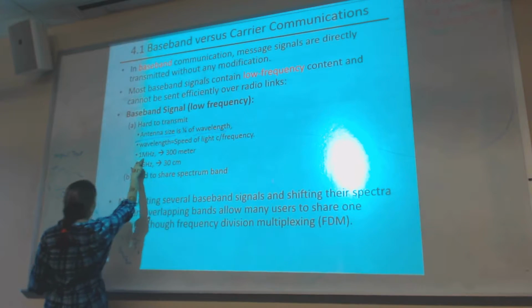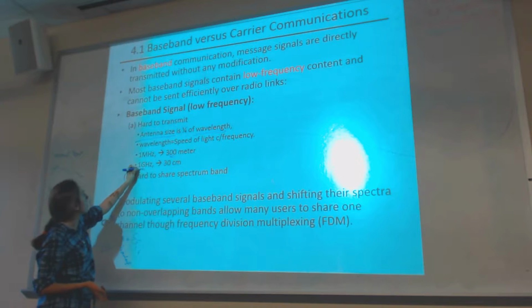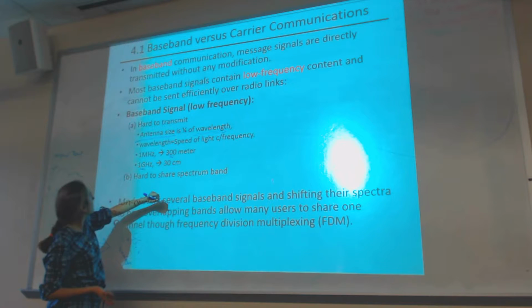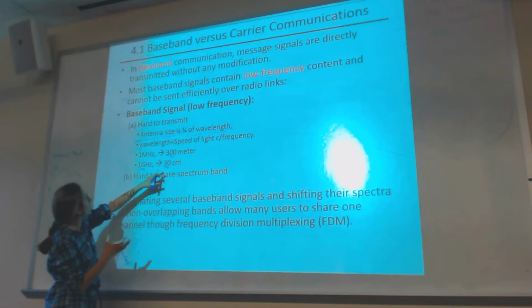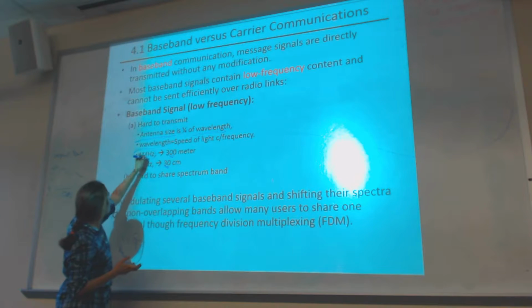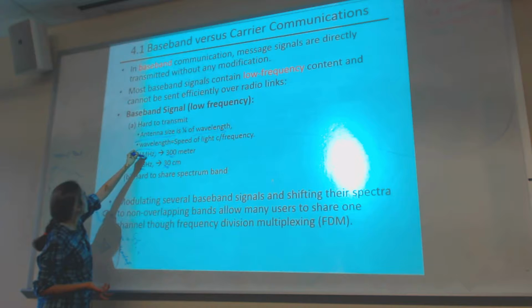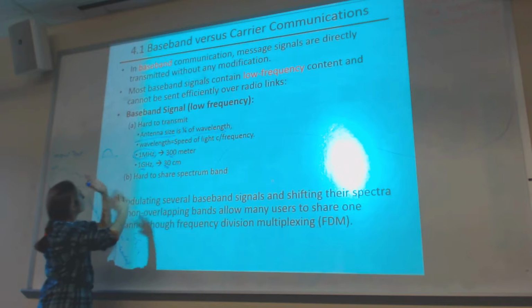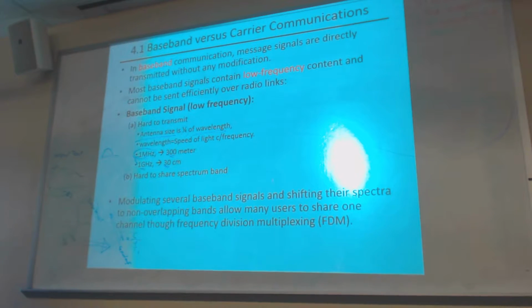And look at these numbers: 1 megahertz, 300 meter antenna; 1 gigahertz, 30 centimeter. So the higher the frequency, the smaller the antenna. But 1 megahertz is a 300 meter antenna, which is not practical. Therefore, I cannot send the 1 megahertz signal in its original baseband. I have to move it to higher frequency so that the antenna becomes smaller and smaller. So this is one problem. Therefore, I have to shift the baseband signal to higher frequency.